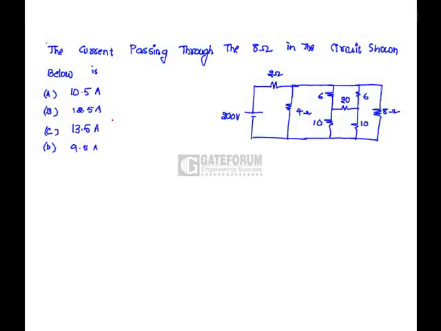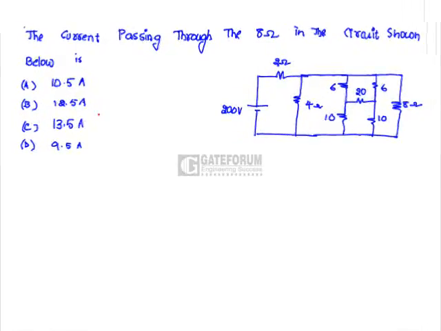The current passing through the 8 ohm resistor in the circuit shown below is... In order to find out the current through the 8 ohm resistor, we have to find Thevenin's equivalence across the terminals A, B. Means we have to find out VThevenin and RThevenin at this terminal.